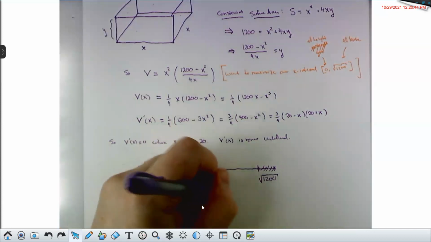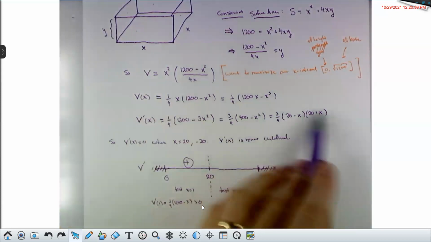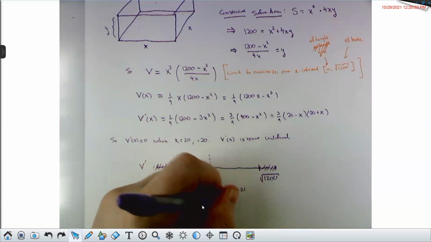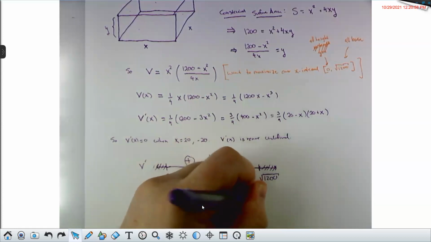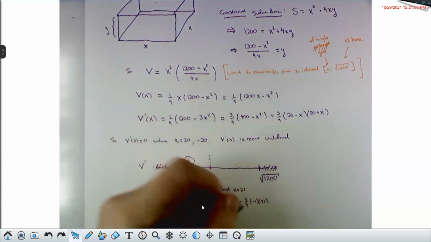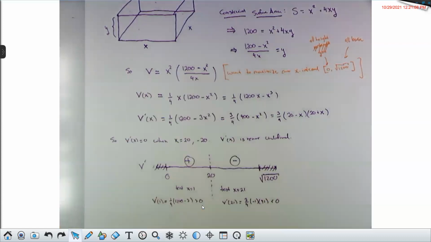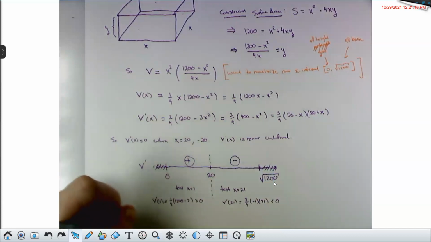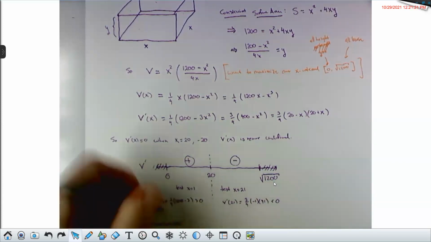And I could test x equals 21 here. And I think there it'll be easier to plug into this. V prime of 21 would be 3/4 times -1 times 41, which is definitely negative, right? Positive times negative is definitely negative. So this is a minus here. So since we're increasing everywhere to the left of 20 and decreasing everywhere to the right of 20, x equals 20 maximizes the function V of x.